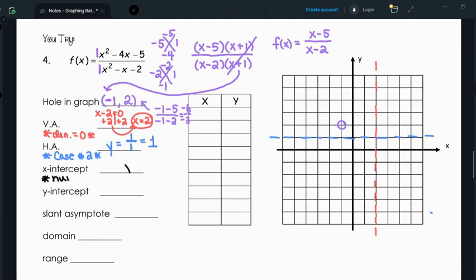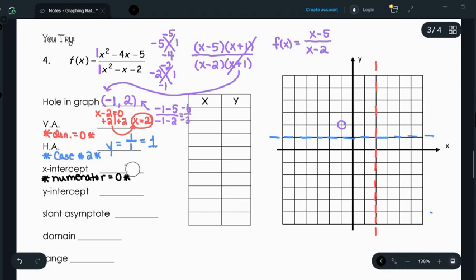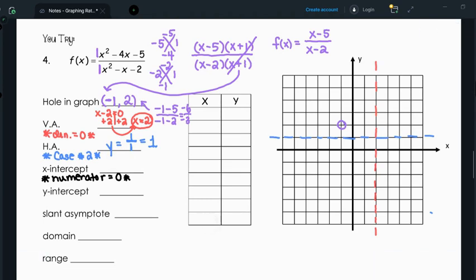For the x-intercept, we're always going to set the numerator equal to 0. That's going to be x minus 5 equals 0 in this case, because that's the numerator of my simplified function up top. I solve that equation in one step, so I'll add 5 to each side to get my x-intercept occurring at (5, 0). I plot that point on my graph on the x-axis at 5.